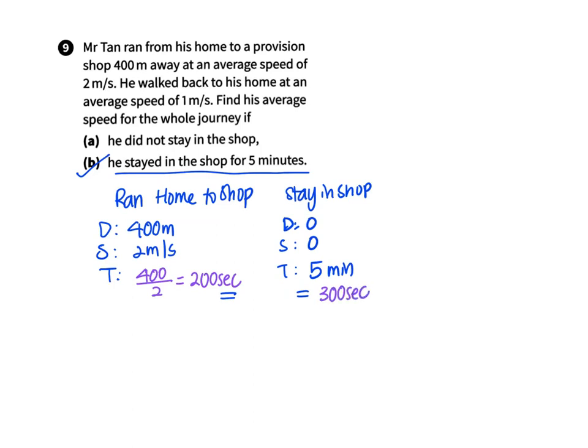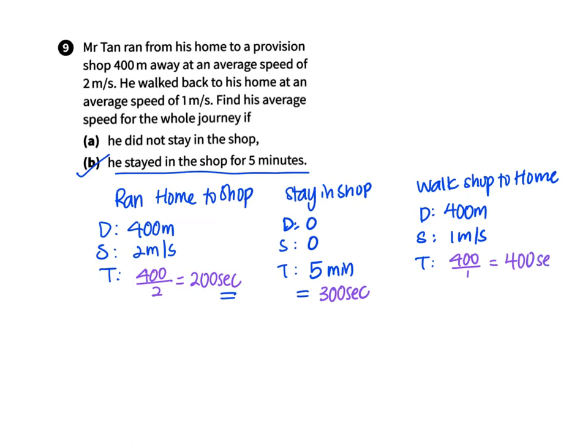Then last but not least, he walked from the shop to home, at an average speed of 1 meter per second. The distance is still the same, it didn't change. The speed is now 1 meter per second, so the time taken will now be 400 divided by 1. That gives me 400 seconds.